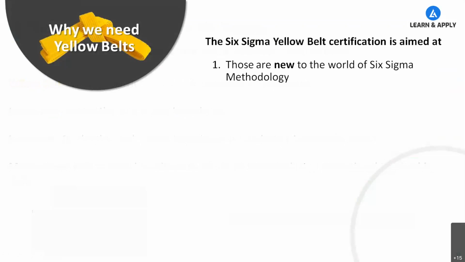Now let's look at the yellow belt certification: why should a person go for it? A person who is new to the world of Six Sigma methodology, who doesn't know anything about these tools, Lean, Six Sigma, and whatever we have talked about until now, and is unaware of the Six Sigma methodology, should go for the yellow belt first.